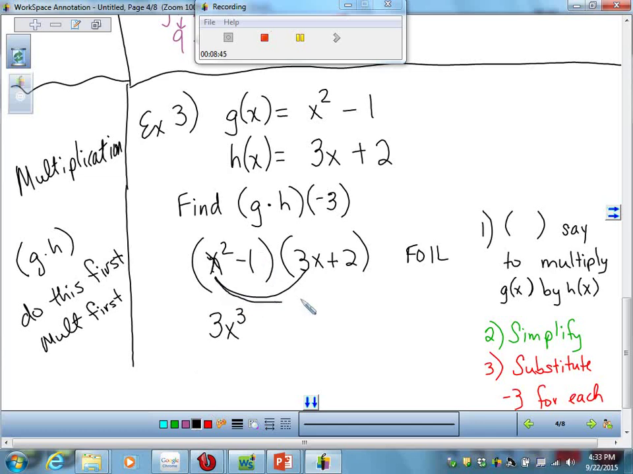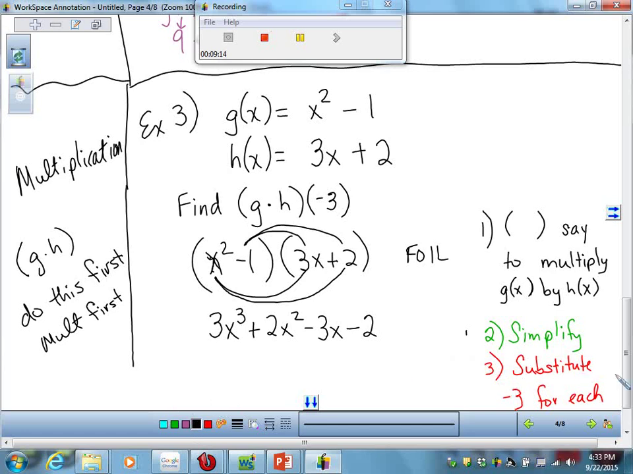Then we're going to do the outside numbers. 2 times x squared, we get 2x squared. Inside numbers, negative 1 times 3x is a negative 3x. And then last times last, negative 1 times 2, we get a minus 2. If you can, you combine like terms together. If you look at all of these, though, they all have different exponents, so I cannot combine any of these together. Step 2 has already been done. There's no simplifying to do. But if you have terms that can be combined, you need to go ahead and do that in the second step.